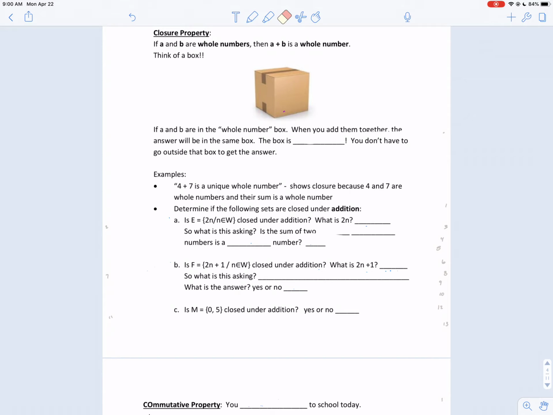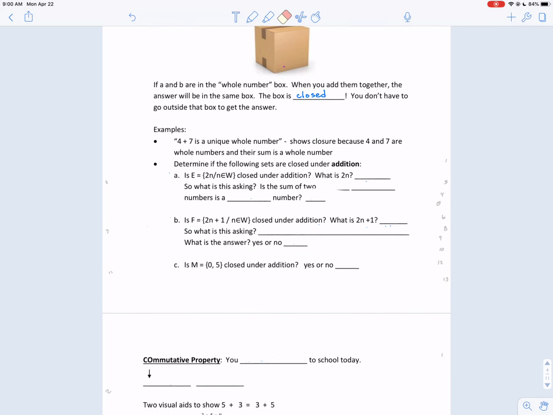We're talking whole numbers today, so think of a box filled with all the whole numbers, 0, 1, 2, 3, 4. All of them are in there. If I pick 2 numbers from that box, let's say a 3 and a 12, if I add those together, I'm going to get 15, which is also in the box. So therefore, we say that that box is closed.